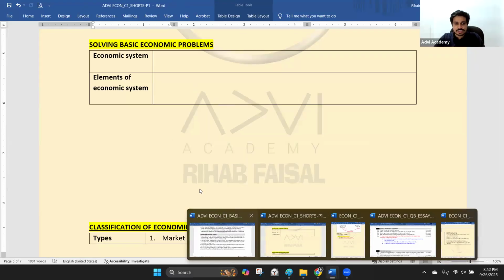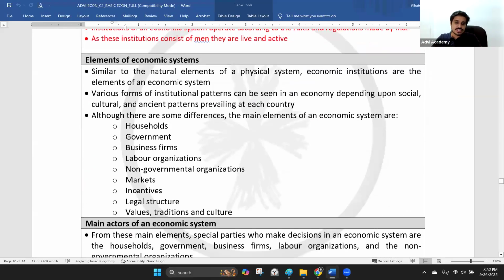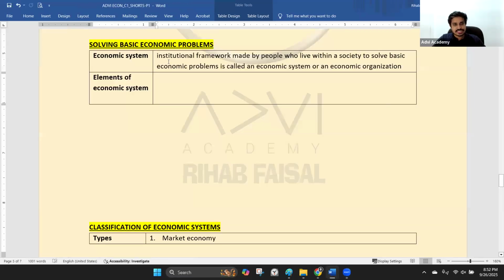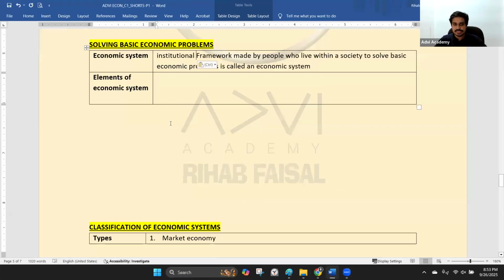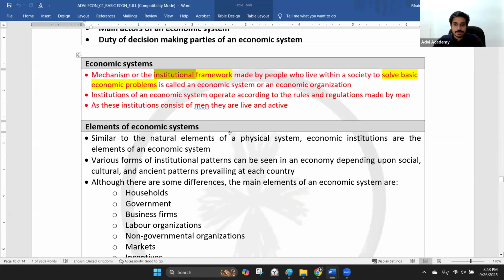Okay, so coming to the next section, which is the solving the basic economic problems part. You have to study first and foremost, before we come to economic systems, right? What is an economic system? We are saying it's an institutional framework that is made by people. That's the definition. Just say framework made by people, to solve basic economic problems. Actually include the institutional framework part as well. This is your definition. Basically, what is an economic system? Those are the things we have come up with in order to solve our basic economic problems.